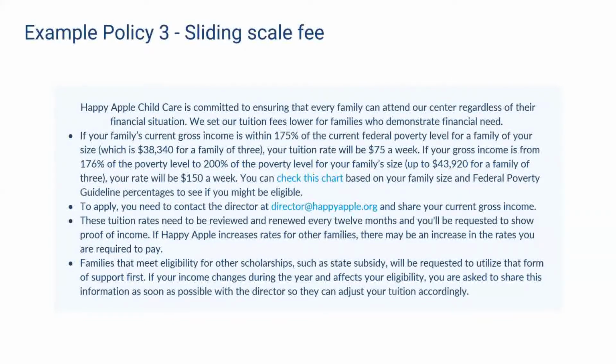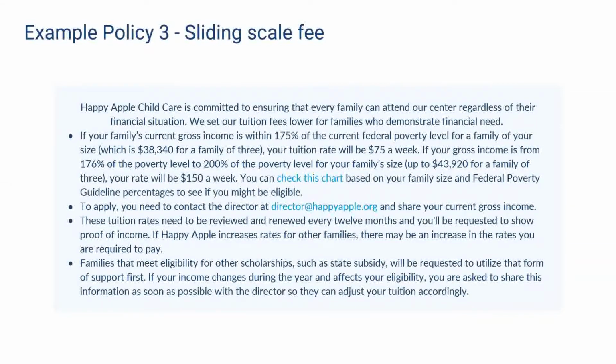If your family's current gross income is within 175% of the current federal poverty level for a family of your size, your tuition rate will be $75 a week. If your gross income is from 176% up to 200% of the poverty level, for your family size, your rate will be $150 per week. And you can check this chart, which displays the various income guidelines based on family sizes to see if you might be eligible. So this is just showing that the sliding scale fee is based on family's income. So if your income is lower, you're paying a lower tuition rate than a family whose income would be higher.